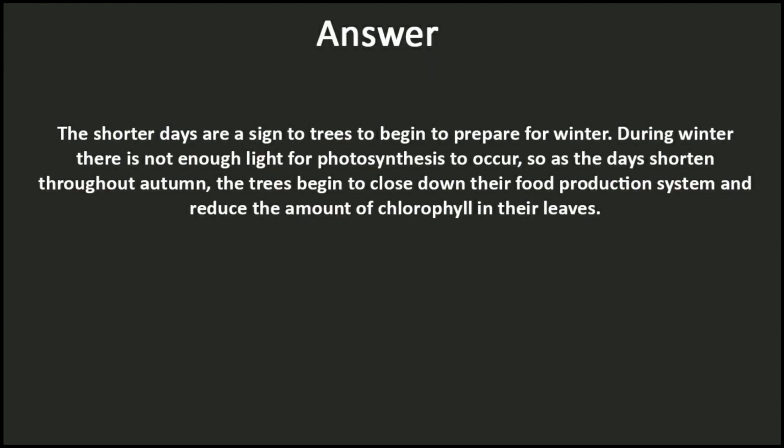The shorter days are a signal to trees to begin to prepare for winter. During winter there is not enough light for photosynthesis to occur, so as the days shorten throughout autumn, the trees begin to close down their food production system and reduce the amount of chlorophyll in their leaves.